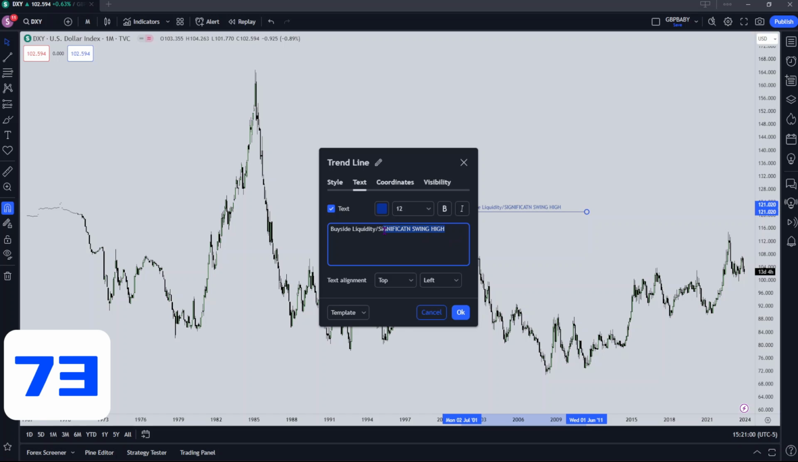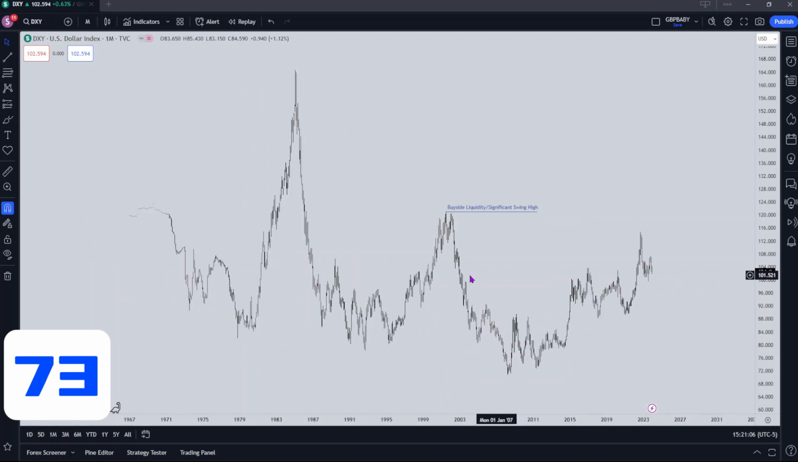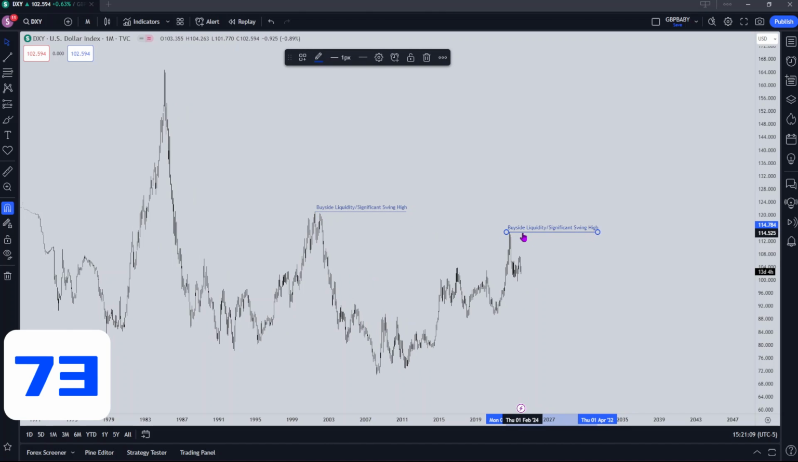Significant swing high. Was this significant swing high? Yes. Was this significant swing high? Yes. Relative equal highs as well, you know?